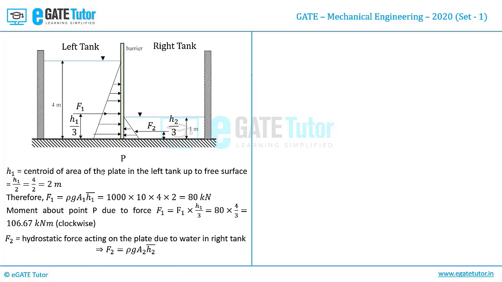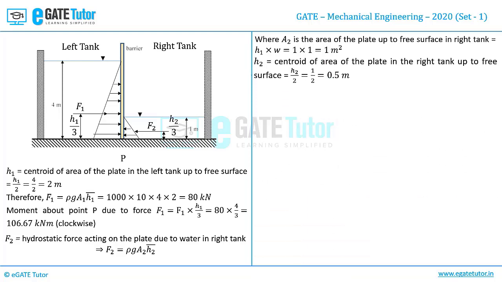F2 is the hydrostatic force acting on the plate or a cantilever barrier due to the water in the right tank, which is rho g A2 into h2 bar. We know that A2 is the area of plate up to the free surface from the bottom of the right side tank. We get the area as 1 meter square because 1 meter is the height of water in the right side tank and 1 is the unit width. Similarly, we can get h2 bar as 1 by 2, which is 0.5. So now when we calculate F2, this comes out to be rho g A2 h2 bar. Substituting all the known values, we get F2 is equal to 5 kilonewton.